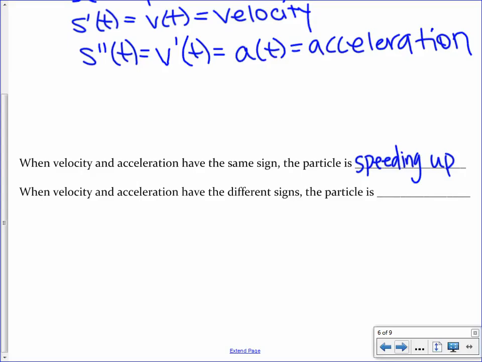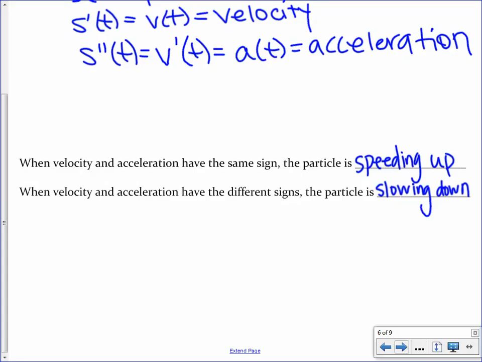Is it brake shifting down? Let's think about it. When you brake, you're slowing down because you're trying to stop your car, so you're accelerating in the negative direction, but you're still going forward. So when velocity and acceleration have different sign values, as in positive and negative, then you're slowing down. How do you know if it's a constant speed? If it is a constant speed, then your acceleration would be 0.